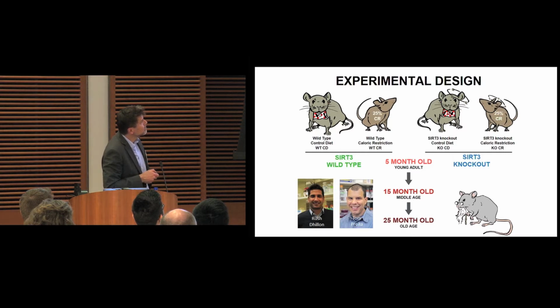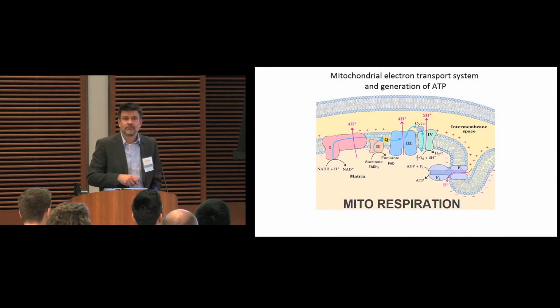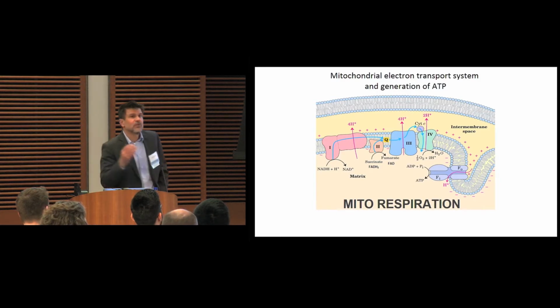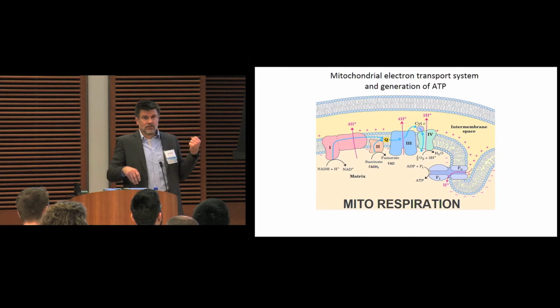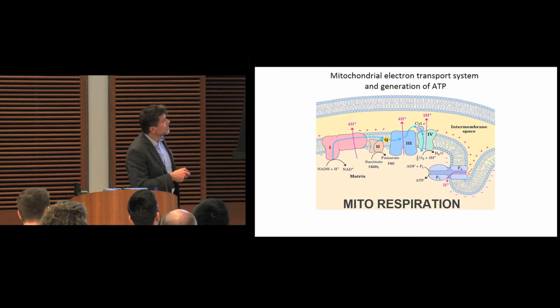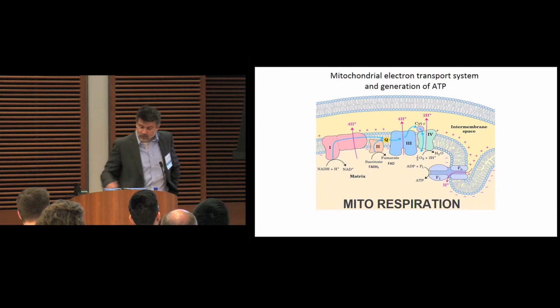Okay, so we took animals 5, 15, and 25 months of age, and we fairly focused on mitochondrial respiration, okay? So as you know, there's all of these cool complexes that sit in the inner membrane of mitochondria. They pump protons into this inner mitochondrial space, and in the process, they extract electrons from the stuff we eat, okay? And ultimately, they build up this electrochemical gradient, use that to drive the synthesis of ATP, okay? This is where most of our ATP is coming from. These set of reactions right here.